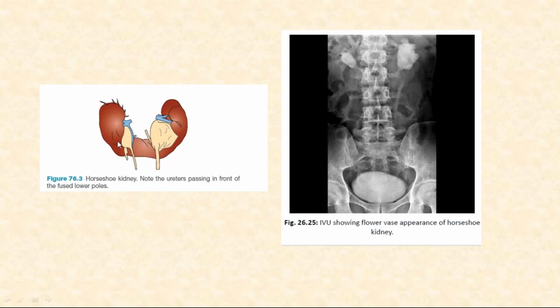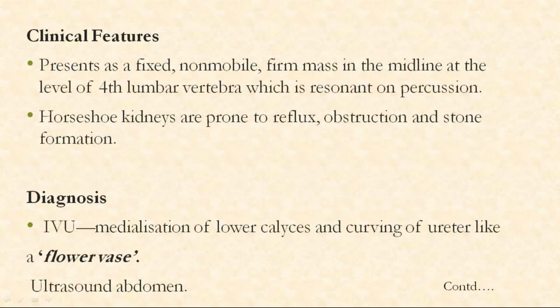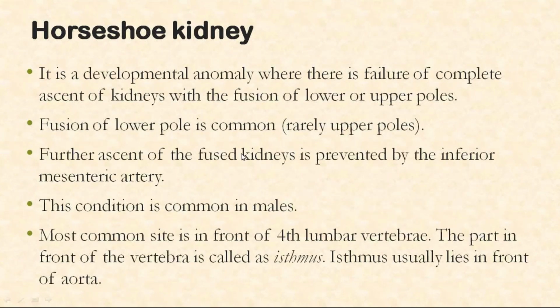It is formed because of arrest of ascent of the kidney by the inferior mesenteric artery. Note, these ureters are coming over the isthmus, not posteriorly. They come anteriorly to the isthmus. This isthmus is usually located at the level of L4. I will be explaining this here in theory.